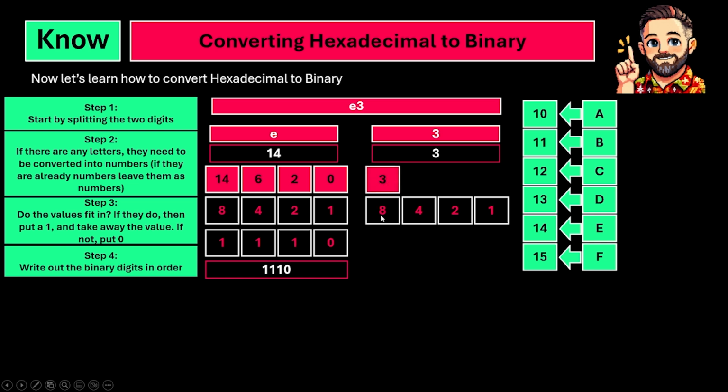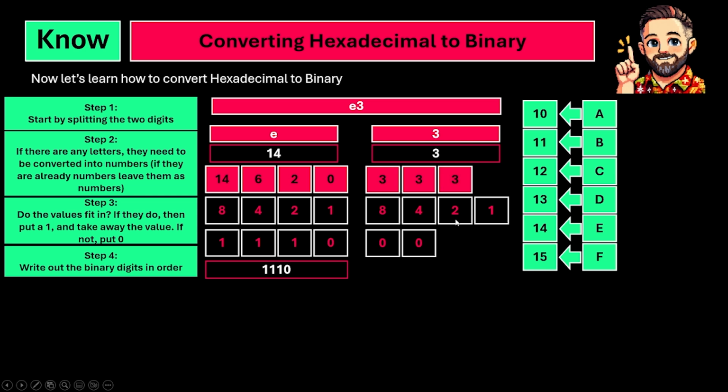So we're going to ask the same question. Can we take 8 from 3? We don't want any minus numbers. So no, we cannot. So because we can't do that, we put a 0. And we carry the 3 on. Now can we take 4 from 3? Remember, we don't want any minus numbers. So the answer is no. So we place a 0. And we're going to carry forward the 3 again.